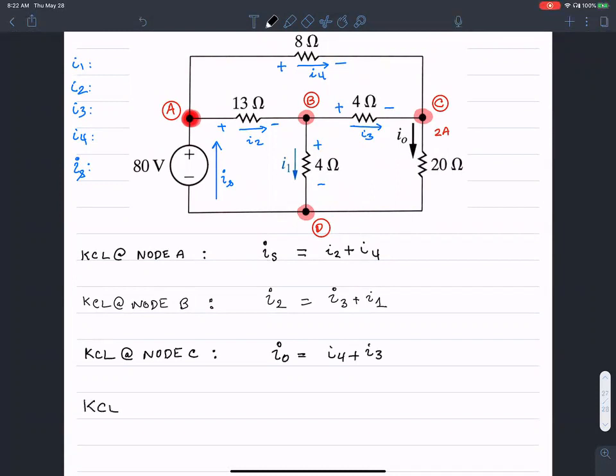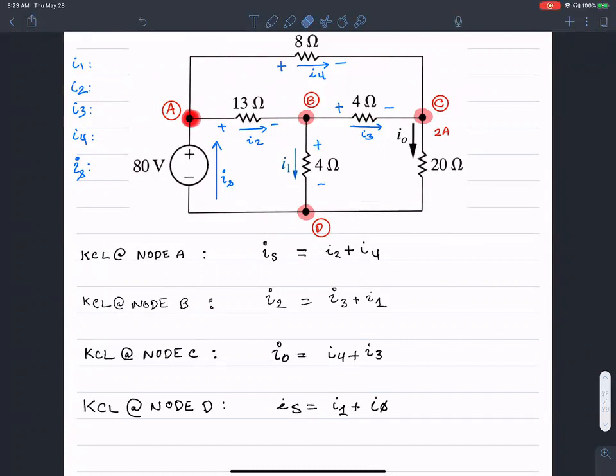Similarly, KCL at node D simply means IS, that's the current leaving, should equal I1 plus I0. Correct? So that is I0. This is I1, that's the current entering. IS is the current leaving.